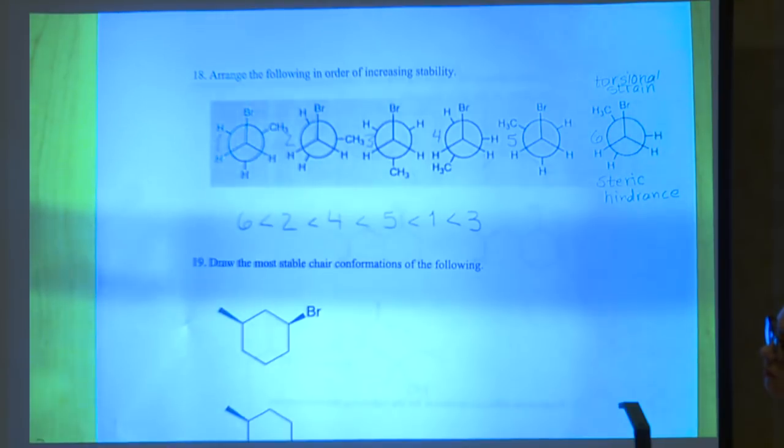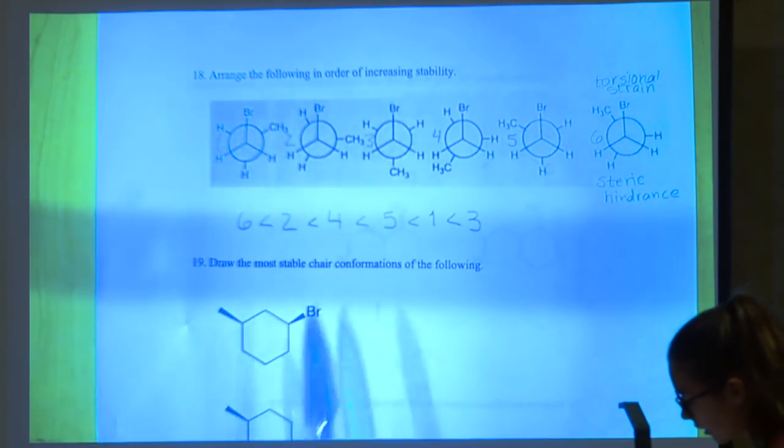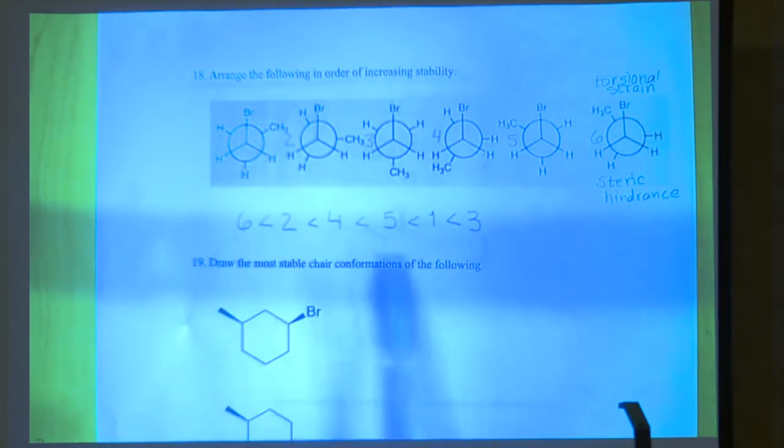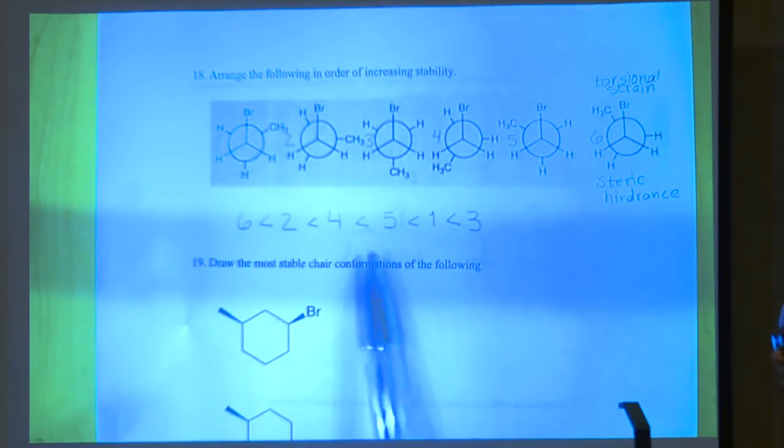I'm sorry, I know you just explained this. I don't understand why 4 is that unstable. Okay. So 4, actually, this is wrong, just FYI, because we said what about the staggered versus eclipsed?